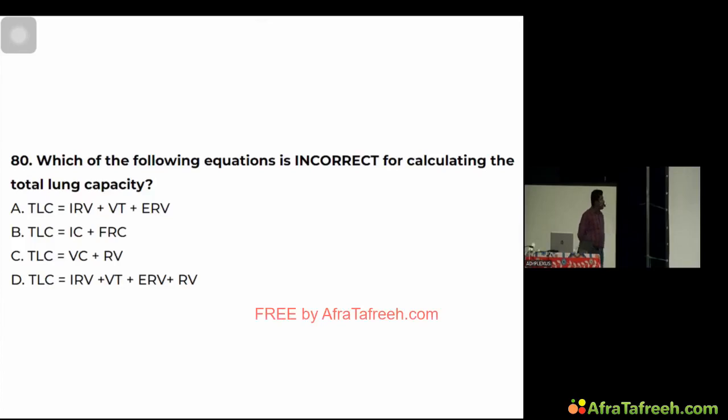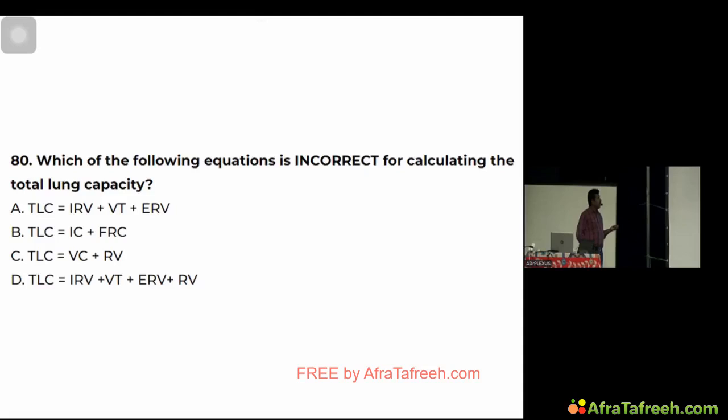The answer is, so TLC is equal to tidal volume plus IRV plus ERV plus RV, correct? So TLC is equal to inspiratory capacity plus FRC, because inspiratory capacity is TV plus IRV, and FRC is ERV plus RV.